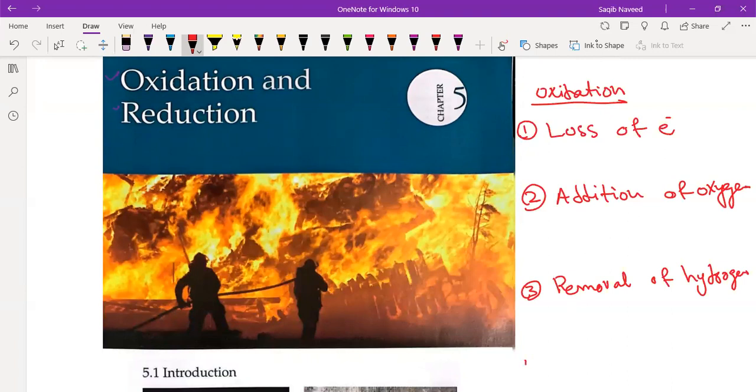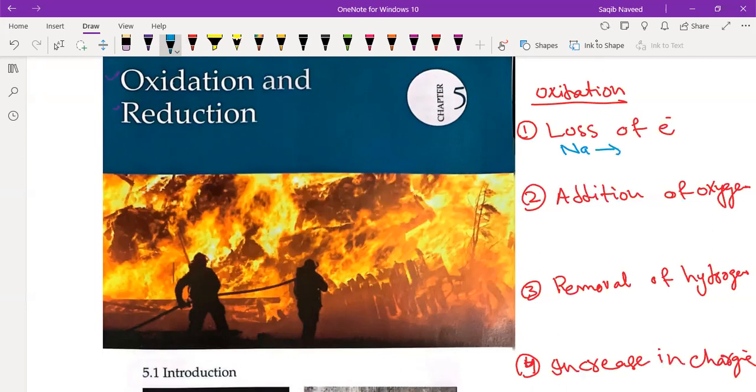So these are the three. And what is the fourth one? Actually, it is not a definition, but the identification of oxidation. That is increase in charge. Whenever you see there is increase in charge, that means oxidation has taken place.